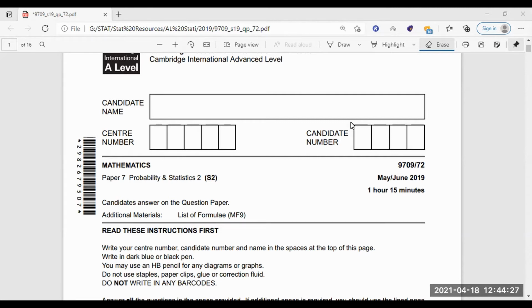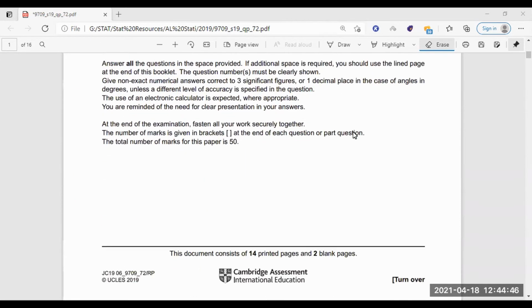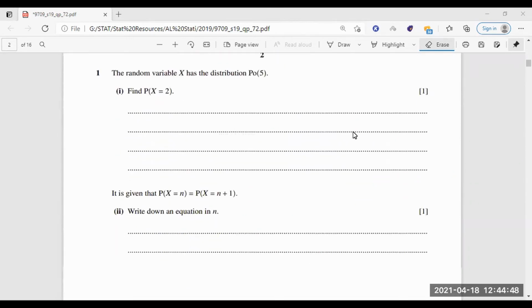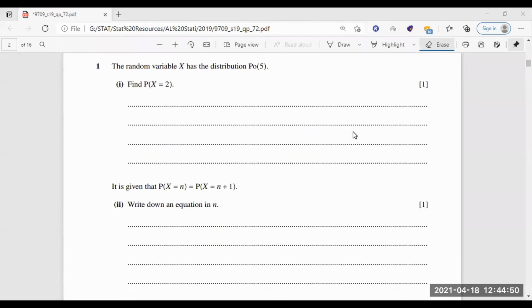Today we are going to discuss paper 7, probability and statistics of A level. We will be discussing the 2019 paper, second variant. Shall we start with the first question? Here we go.